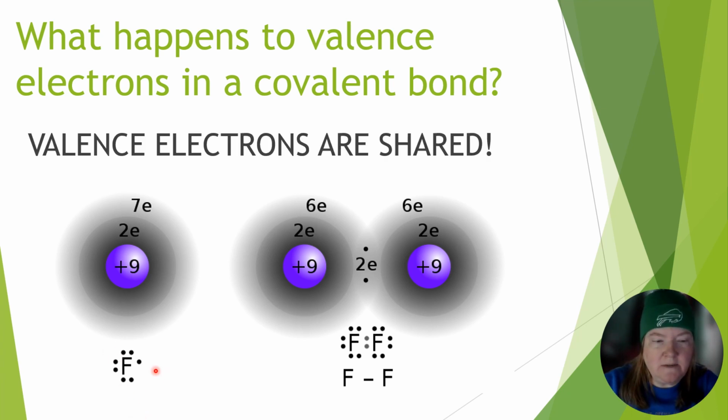So you can see here, this fluorine has one unpaired electron. A second fluorine would also have one unpaired electron. So they share them in between them. And voila, all the electrons have pairs.